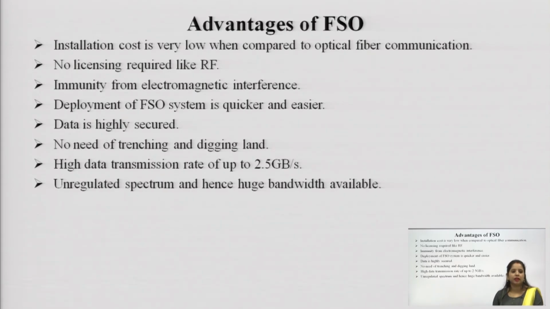And of course, someone can pick up the data in between the transmission from the fiber which is inserted inside, and whenever there is a fiber, there will be cases of electromagnetic interference. So in this case, there is immunity from electromagnetic interference. High data transmission rate of 2.5 gigabits per second, unregulated spectrum, and hence huge bandwidth is available.